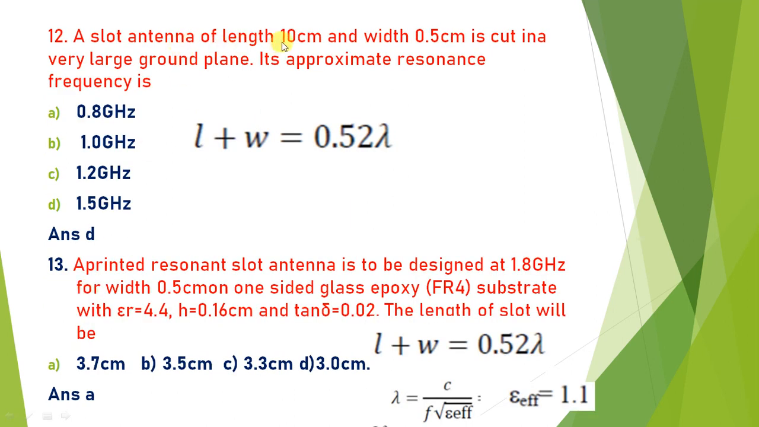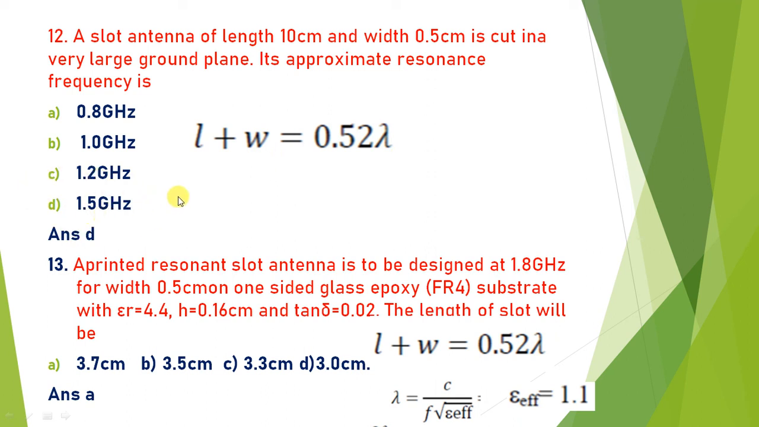A slot antenna has its length given as 10 centimeter, and the width is also given. Find the resonance frequency. This is the straightforward equation we have already discussed in a previous MCQ: length plus width is equal to 0.52 lambda. The length is 10 centimeter and the width is 0.5. Calculate lambda, where lambda is equal to C divided by F, and find the value of F. If you calculate, you will get 1.5 gigahertz.